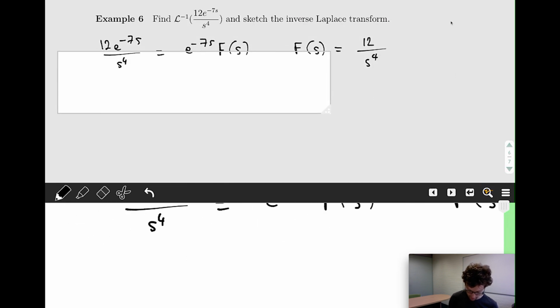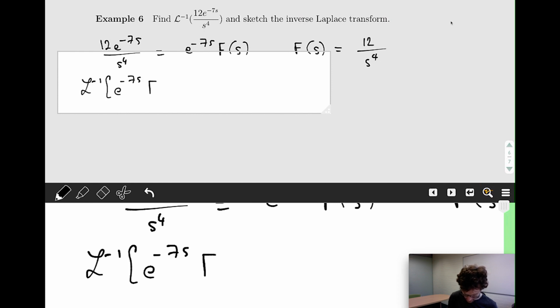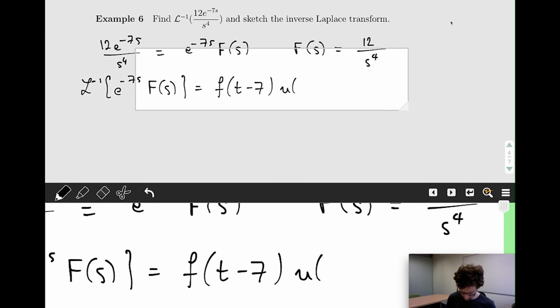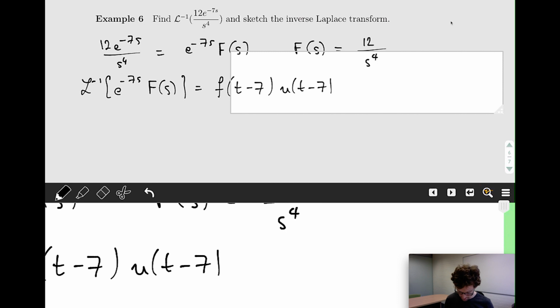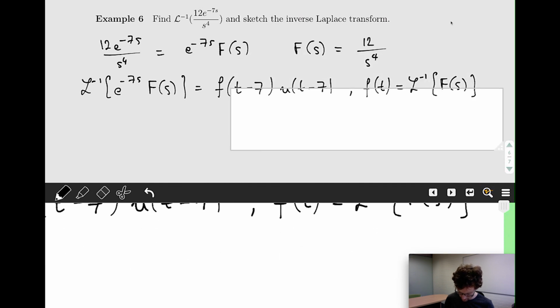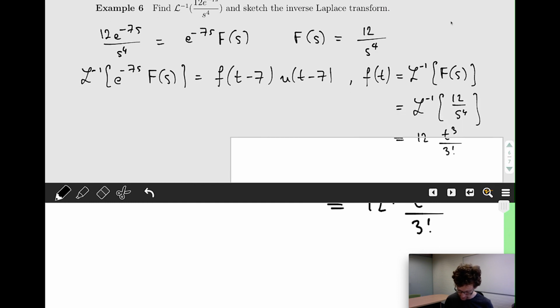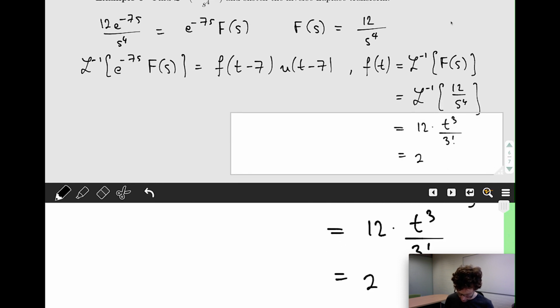So, from the second shifting theorem, I know that the inverse Laplace transform of e to the minus 7s times big F of s will be a shifted and cut version of my function little f of t, where little f of t is the inverse Laplace transform of big F of s. So we saw that that was equal to 12 over s to the power of 4. The inverse Laplace transform of that is going to be 12 times t cubed over 3 factorial. 3 factorial is 6, so that'll give me 2t cubed.